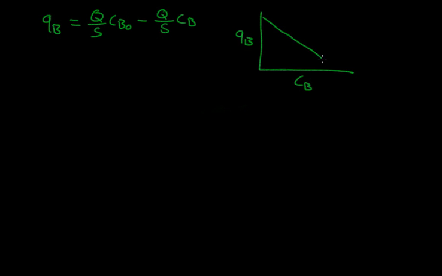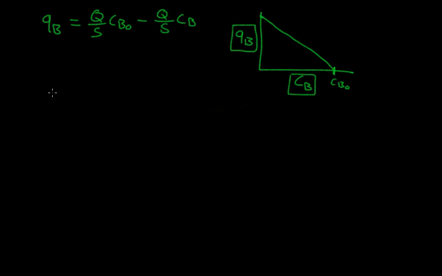So let's say our initial concentration is right here. This is CB naught. As CB decreases, the Q increases. So this is the amount that's leaving with the adsorbent, and this is the amount that's still in the fluid. So we want this to be very small so this can be very large. That's all this equation is showing.